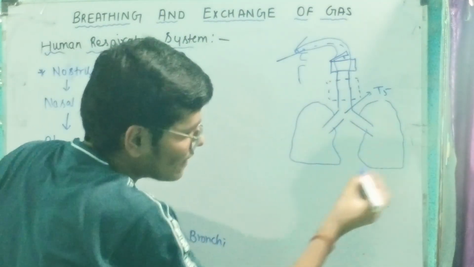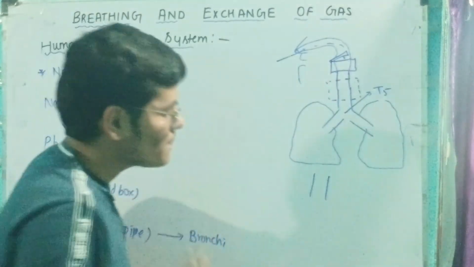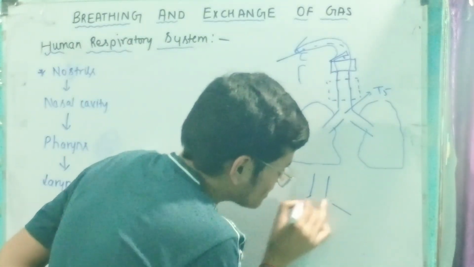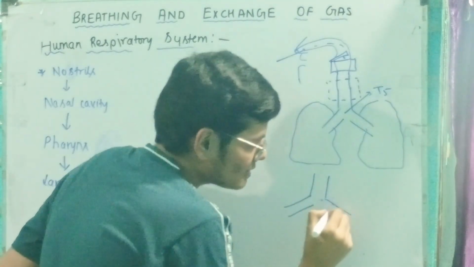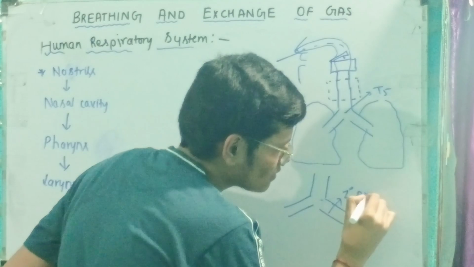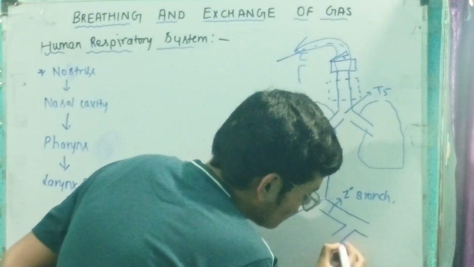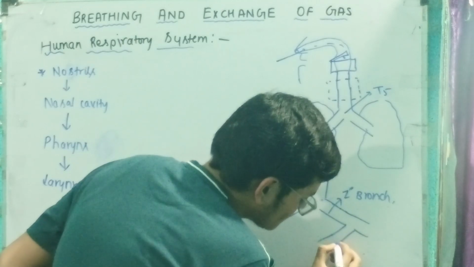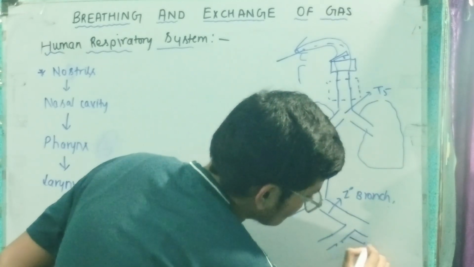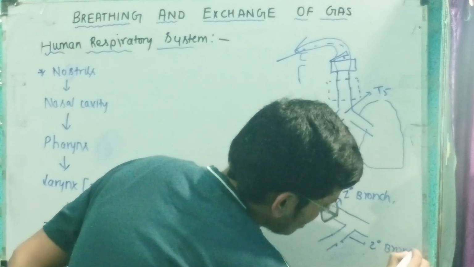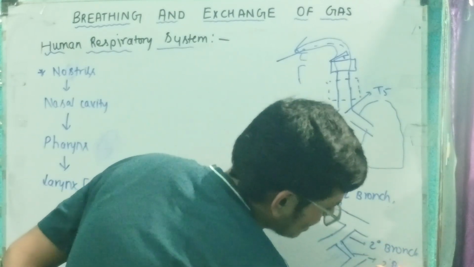Now this is the trachea. This trachea divides into two bronchi. These are called primary bronchi. This primary bronchi divides into further small components, known as secondary bronchi. And this secondary bronchi again divides into smaller parts, known as tertiary bronchi.